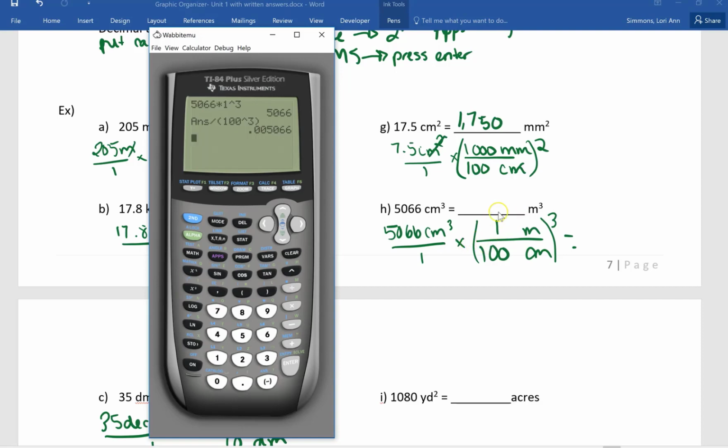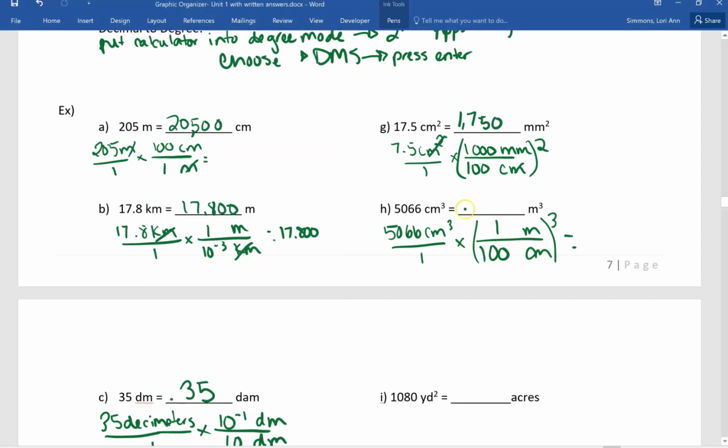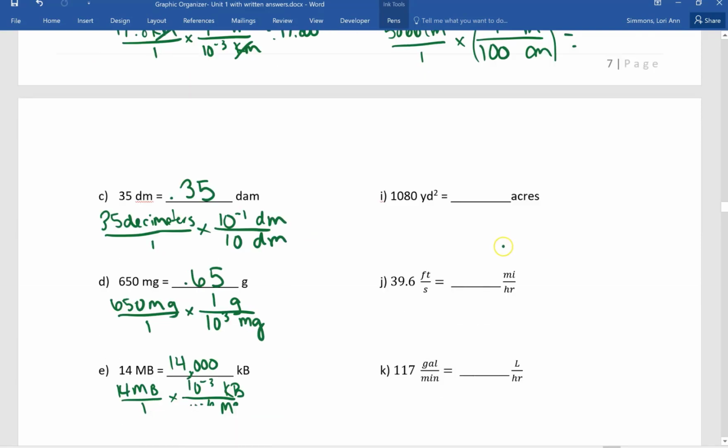The answer to H then is 0.005066 cubic meters. I. We have 1,080 yards squared over 1.